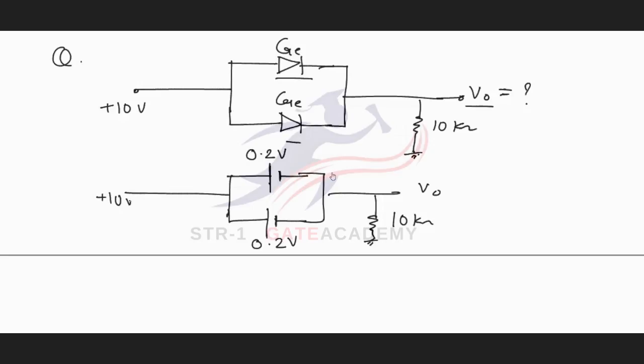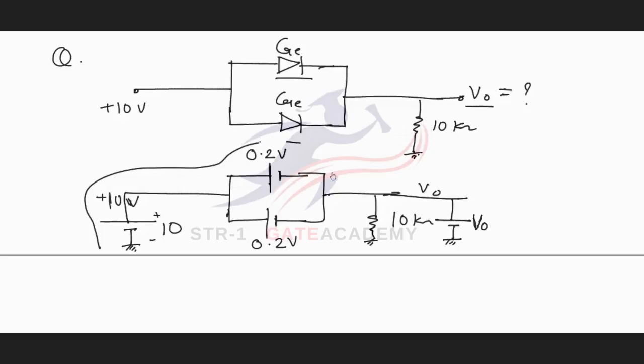And now the voltage V0 can be calculated. First we would have to calculate the current, or there is another technique to calculate V0. We will replace this V0 with a battery for some time. I will replace this 10 volt with a battery, and the other end will be grounded. This is a 10 volt battery, and I will apply KVL in this loop and calculate V naught.